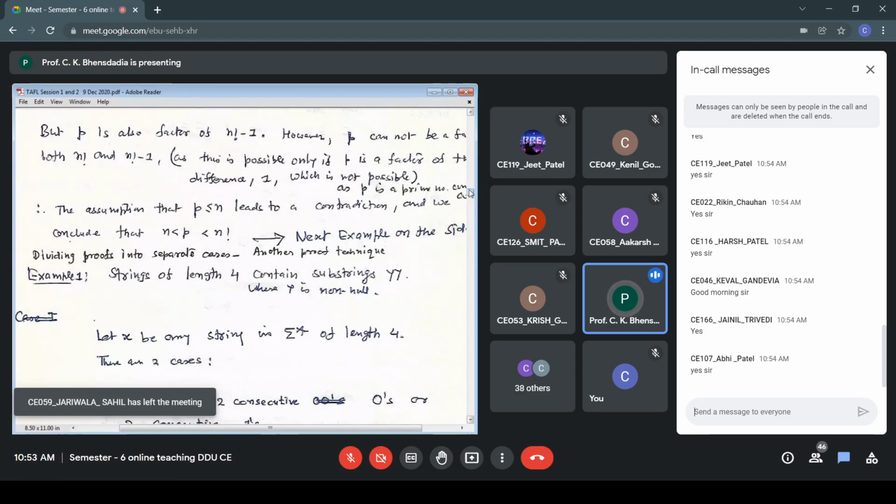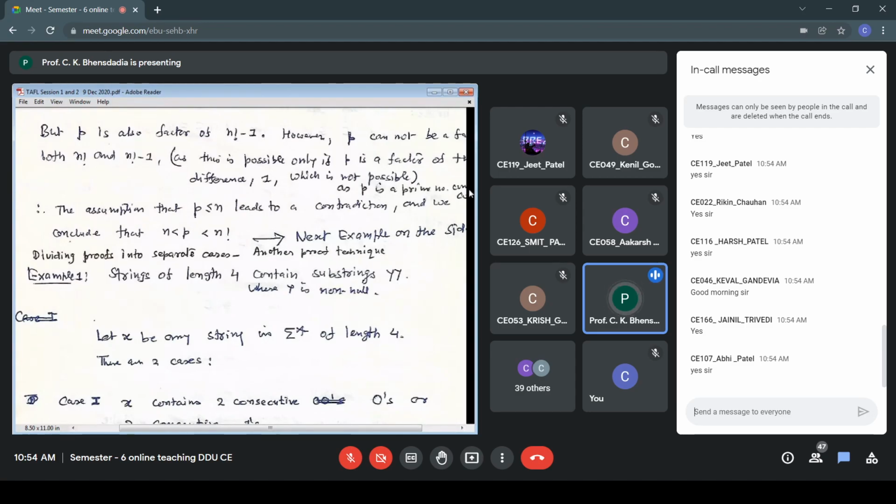So here is an example. Strings of length 4 contain substrings yy, where y is non-null. Now I'm applying the technique of dividing the proof into cases. So I don't know how many cases there would be. Every time that will be a question.